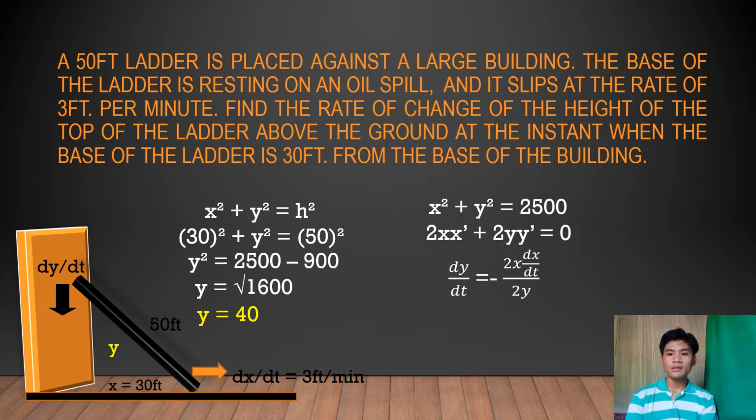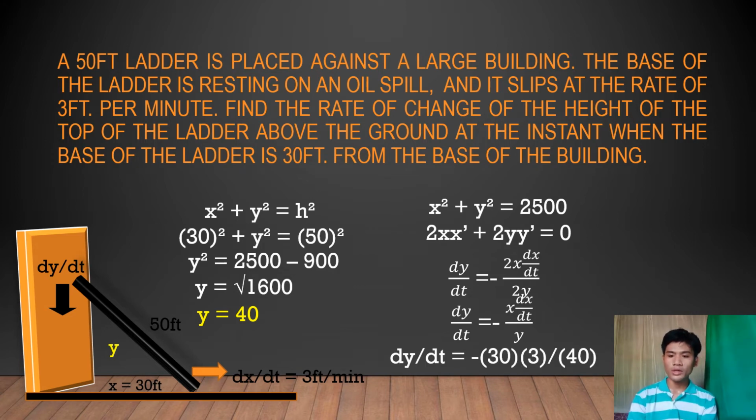So we came up with dy over dt is equal to negative 2x dx over dt all over 2y, since we are asked to find the rate of change in terms of y with respect to time, or dy over dt. And just simplify, so we came up with dy over dt is equal to negative x dx over dt all over y. Just plug in those given values we have for our y, for our dx over dt, and for our x itself.